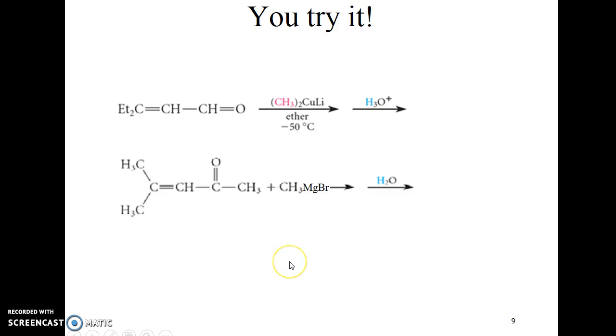So you go ahead and try to figure out what is the outcome of these two reactions. Pause and then restart after you've figured it out.